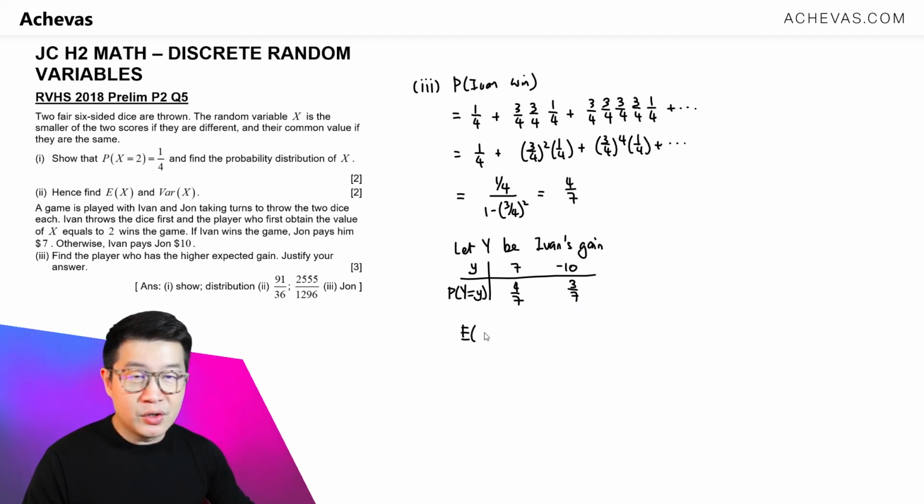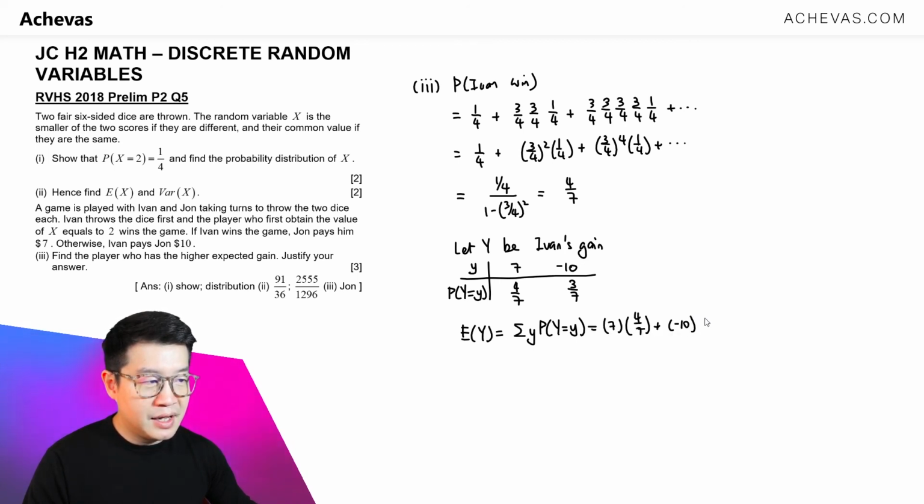And now we can actually calculate the expectation of Ivan's gain, since we have the probability distribution table, and the expectation will just be the sum of all the y's multiplied by the corresponding probabilities. And this is equal to 7 multiplied by 4/7 plus negative 10 multiplied by 3/7. And for this, we are getting negative 0.29, which means that we are expecting Ivan to be losing 29 cents. And if Ivan's expected gain is negative 29 cents, that means John's expected gain will be positive 29 cents. And that is why, comparing both players, which one will have a higher gain? John will be the one that will have a higher gain.